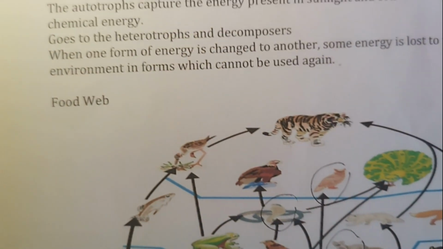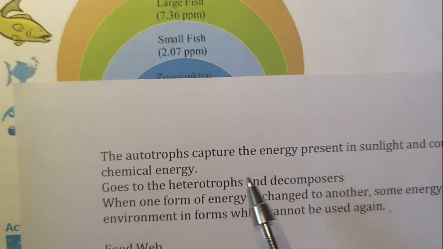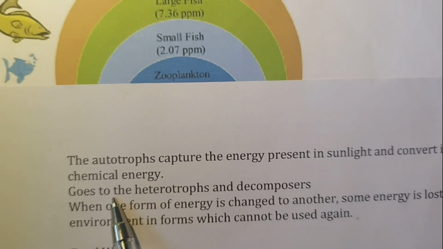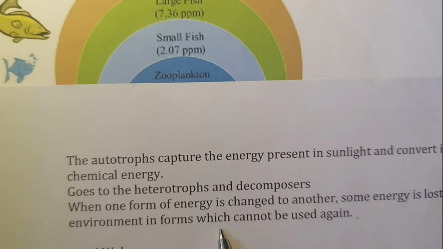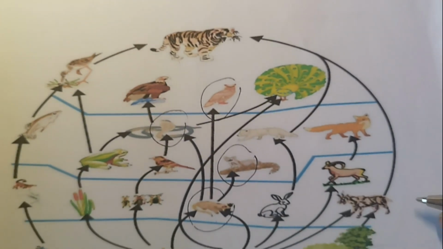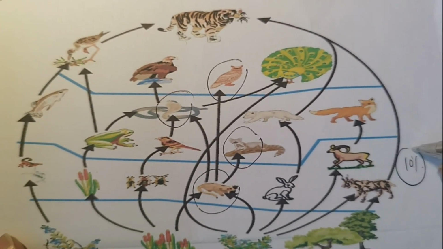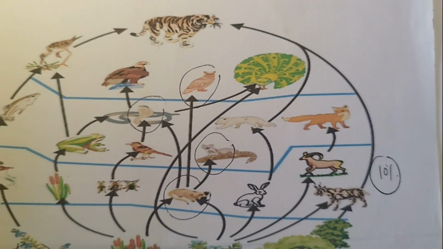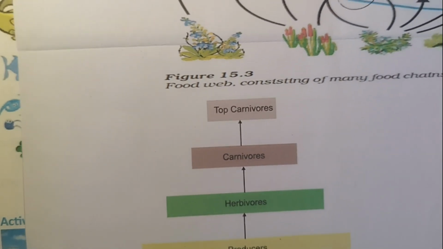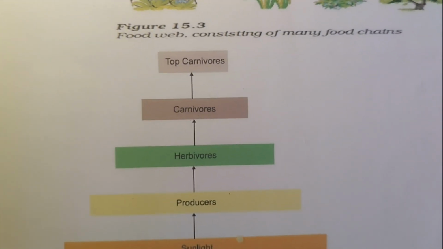So remember this. Just to recap again, the autotrophs capture the energy present in sunlight and convert it into chemical energy. That goes to the heterotrophs and decomposers. When one form of energy is changed to another, some energy is lost to the environment in a form which cannot be used again, and the energy goes on reducing. So only 10% of the energy is available for the next trophic level to consume.